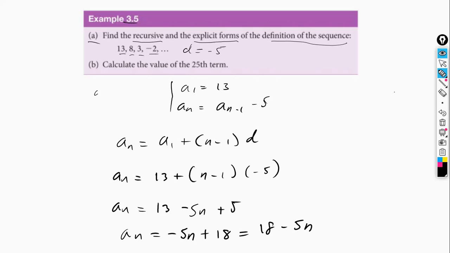Okay, so that was part A. Part B says calculate the value of the 25th term. That's easy. All we have to do is plug that into the explicit form. So a of 25 is going to be 18 minus 5 times 25. That means 18 minus 125, and that's going to equal negative 107.